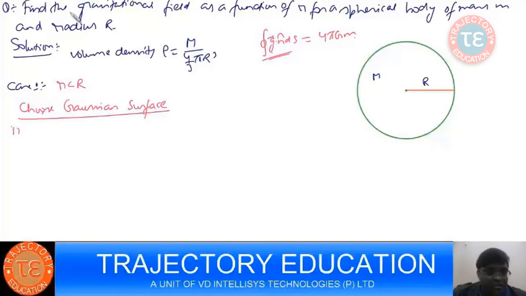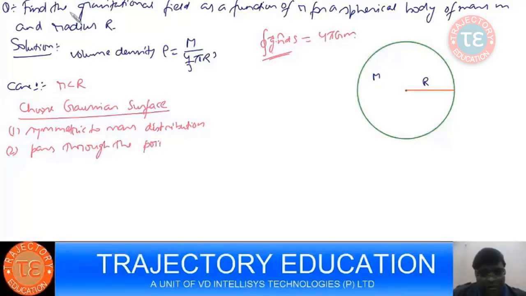This Gaussian surface should be symmetric to the mass distribution, and it should pass through the point where g is to be found. If you take such a Gaussian surface, it will help you in finding this surface integral. This is not something which is required by the Gauss law, as I have discussed in Gauss law of electrostatics. It is just for our convenience in evaluating the surface integral.